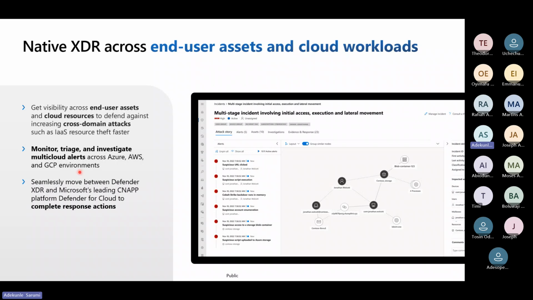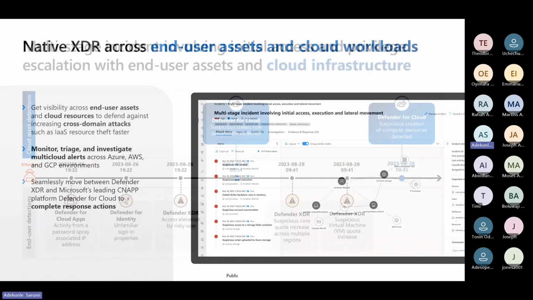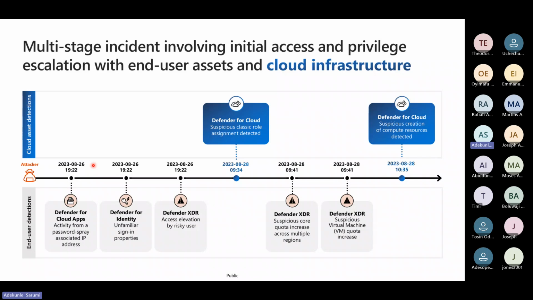We can also monitor, triage, and investigate multi-cloud alerts. This is one very sweet point of Microsoft Defender. So you can also bring in your other cloud workloads from AWS to GCP, and you can move between the Defender XDR and your Defender for Cloud. All these are more complex scenarios when you are talking about a multi-cloud environment where you may need to protect identities through them. So this is just a multi-stage incident.